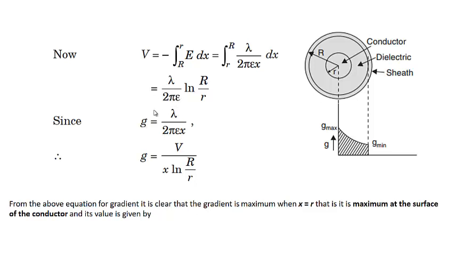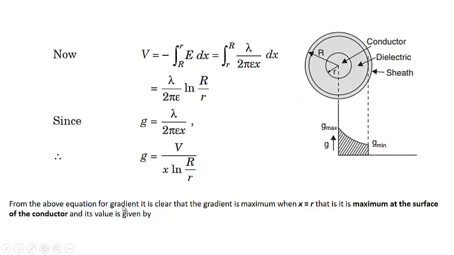Or we can say this g is equal to lambda divided by 2 pi epsilon x. So lambda divided by 2 pi epsilon is equal to V divided by ln of R by r. So it comes out that g is equal to V divided by x into ln of R by r. So this is the value of the potential gradient at the point x from the center of the conductor, and this x should be between small r and capital R.